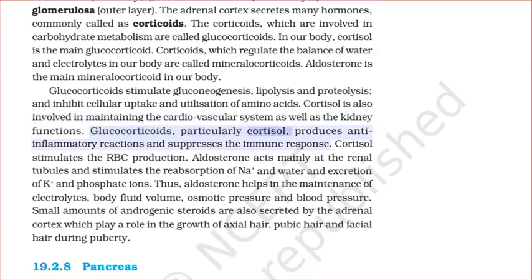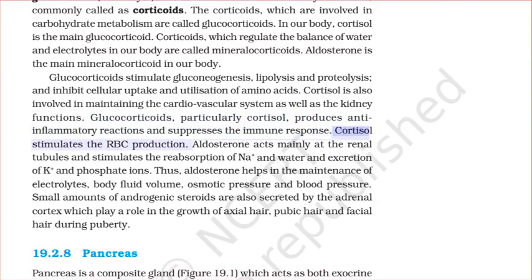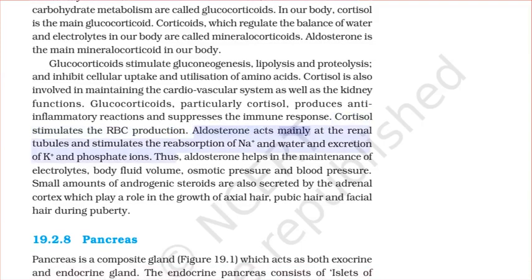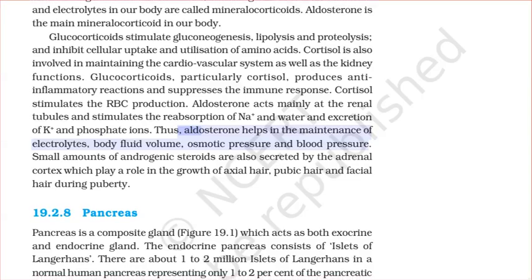Glucocorticoids, particularly cortisol, produce anti-inflammatory reactions and suppress the immune response. Cortisol stimulates RBC production. Aldosterone acts mainly at the renal tubules and stimulates the reabsorption of Na+ ions and water and excretion of K+ ions and phosphate ions. Thus, aldosterone helps in the maintenance of electrolytes, body fluid volume, osmotic pressure, and blood pressure.